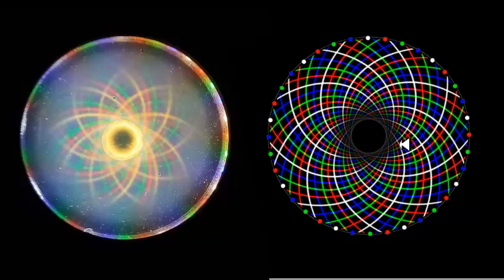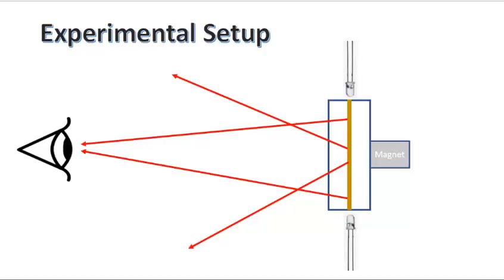Really all we're concerned about here are the trajectories of these light lines and not any other optical effects that are going on within the glass and the fluid between the glass itself. So here is a schematic of the experimental setup.